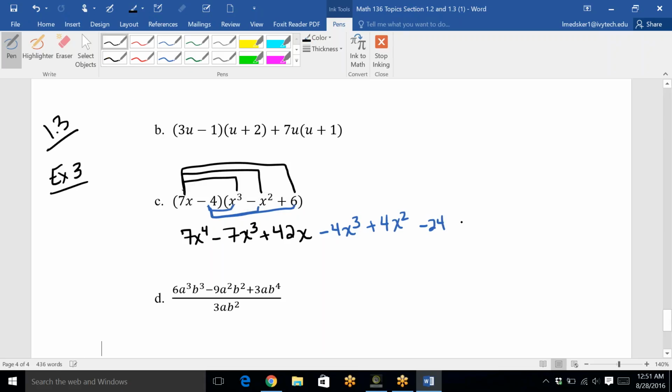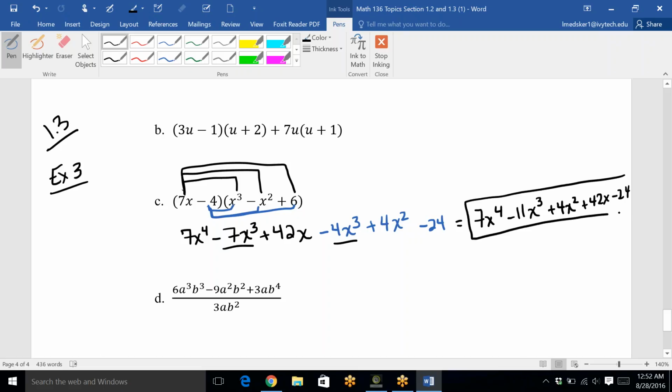We do have some like terms, so the final answer would be 7x to the fourth. Negative 7 and negative 4 would be negative 11x to the third. And we have a 4x squared. We have a 42x and a minus 24, and none of those had any like terms. There's my final answer on that one.